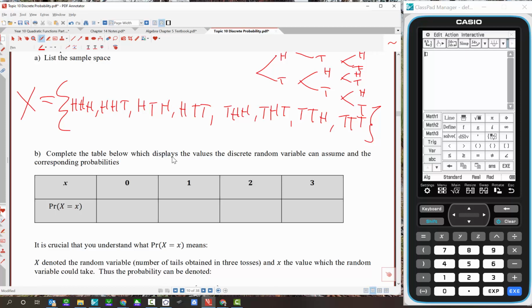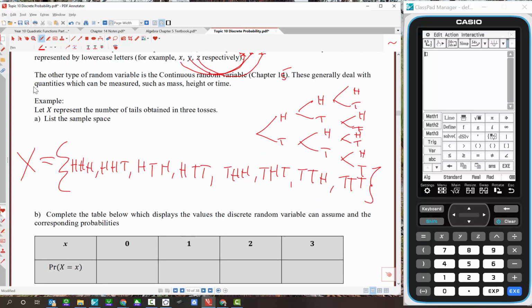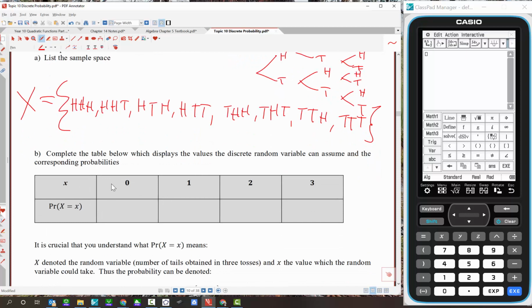Complete the table below which displays the values the discrete random variable can assume and the corresponding probabilities. So the random variable is x, x being the number of tails obtained in 3 tosses. So what's the probability that we get 0 tails? The probability of the random variable being lowercase x, or in this case 0. Well, getting 0 tails means it's all heads, and that's the only option. It's 1 out of 8.